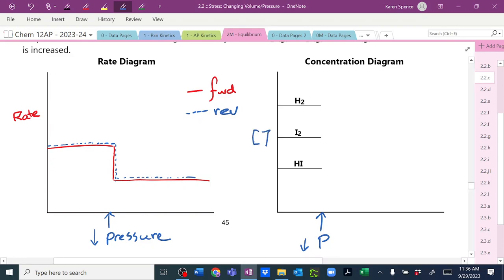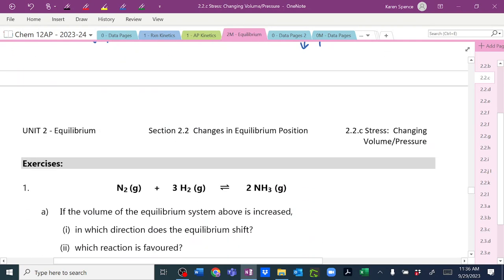What's going to happen with our concentration diagram? All of them are going to go down. By how much? Doesn't matter, because remember, it's wildly inaccurate. Okay. And what happens now? They all just go across. Is that good? Okay. And I think that's it for this one.